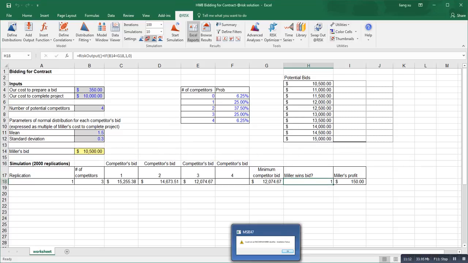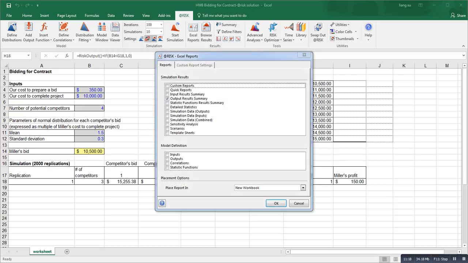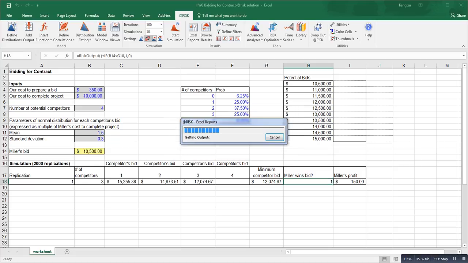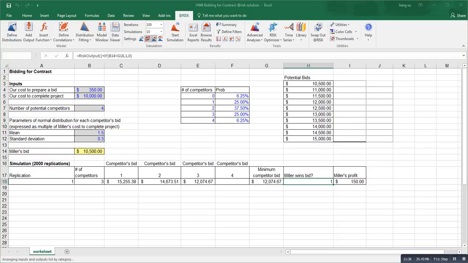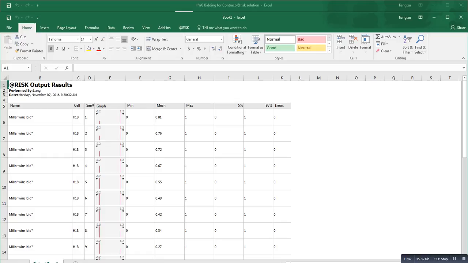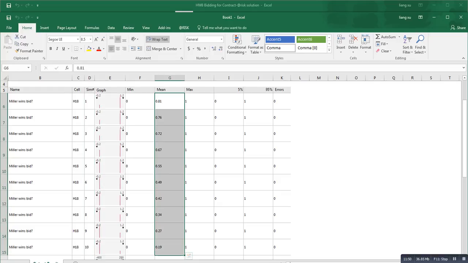Oh, it seems I have to click OK here. So we are going to see the result in Excel, and we will check this output result summary here. Let's press OK. Let's just click No here. It takes a moment. Okay, so this is the same thing we just looked at. As you see here, for different simulation numbers from 1 to 10, this is the average winning probability.